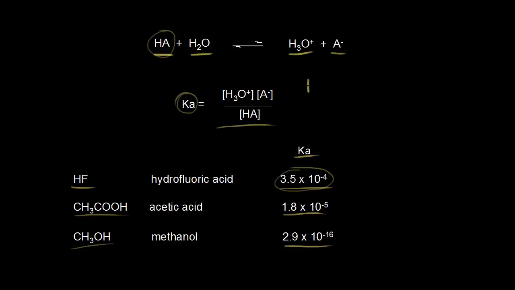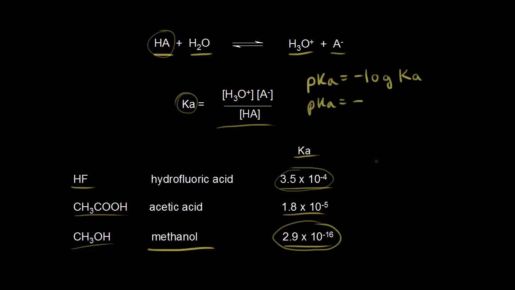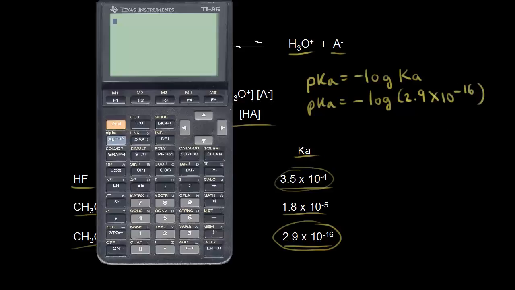So let's talk about pKa. The pKa is defined as the negative log of the Ka. So if we wanted to find the pKa for methanol, all we have to do is take the Ka and take the negative log of it. So the pKa is equal to the negative log of 2.9 times 10 to the negative 16. So let's get out the calculator and do that. Negative log of 2.9 times 10 to the negative 16. And this gives us 15.54, when we round that.